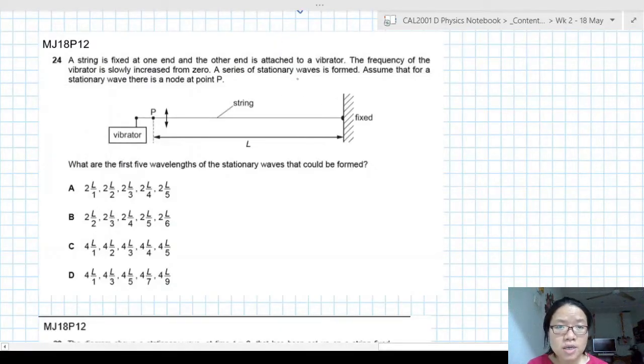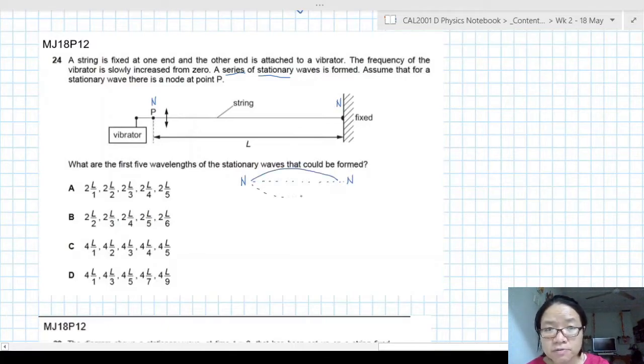Alright, so in this case, you have a vibrator, a string. You should be used to this setup by now. You get a series of stationary waves when you increase the frequency of the vibrator. I discussed this in lecture 2. Okay, so let's say I label this NN. This is the simplest form. Ta-da! And this would be L is lambda over 2, so lambda is 2L over 1. And you notice that immediately you can cross out C and D, the beauty of objectives.